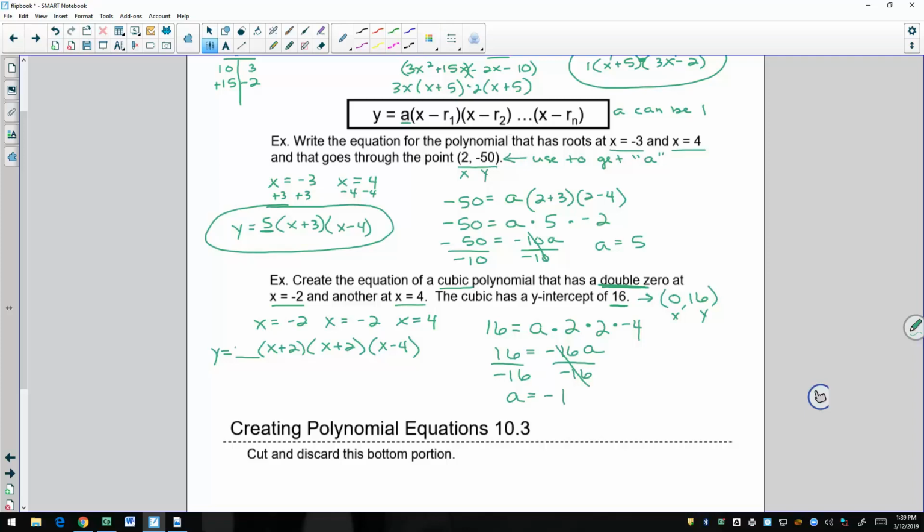So now I have to go over here and put negative 1 in front. So you do need to ultimately find your a. If it turns out to be 1, then technically you don't have to write it because 1 times anything keeps it the same. But odds are it's not going to be 1. So make sure you try and check to find a.